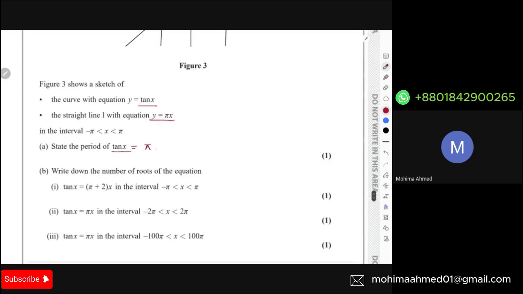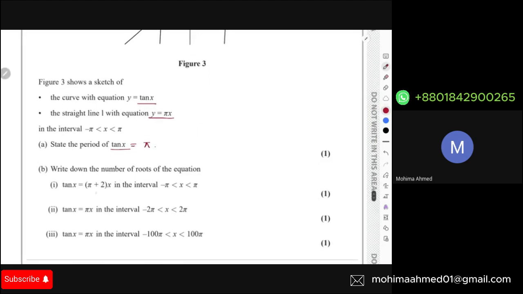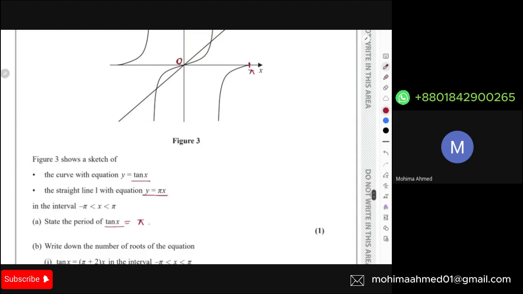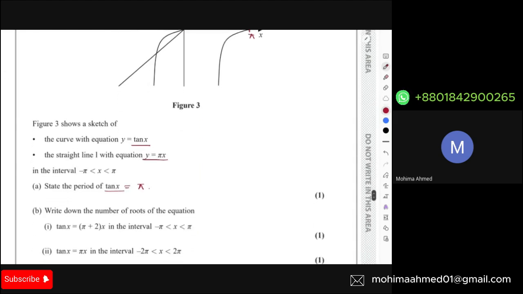And then write down the number of roots of the equation where tan x equals pi plus 2x. One thing to understand here is that they're talking about some translation.